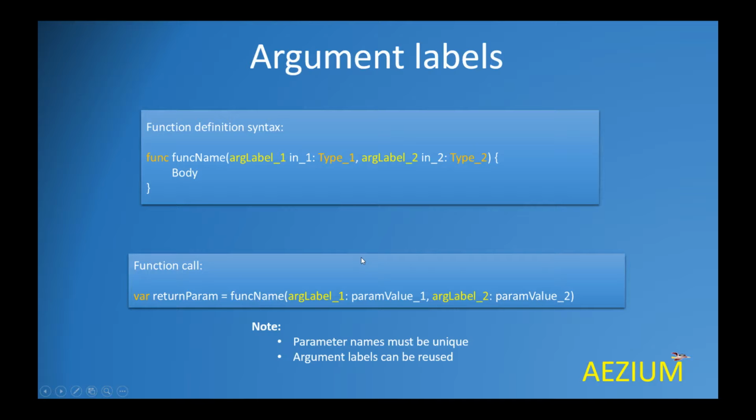One important point to mention here is that although the parameter names, when we are defining a function, have to be unique, we can't repeat them, the argument labels can be reused within the list. But it is perhaps not a very good idea to do that, but as far as Swift is concerned, that is not an illegal thing to do.